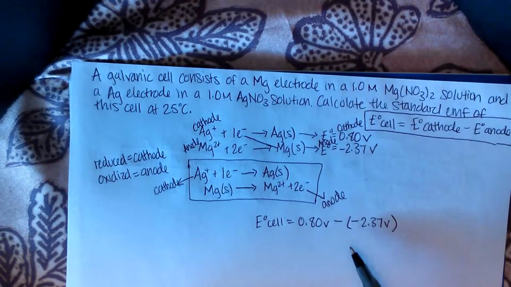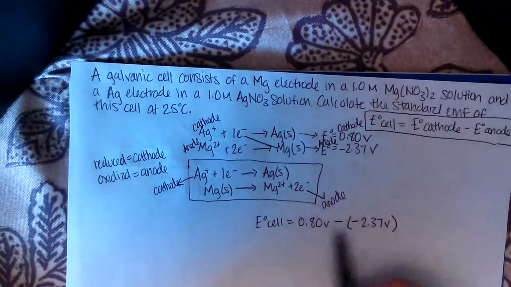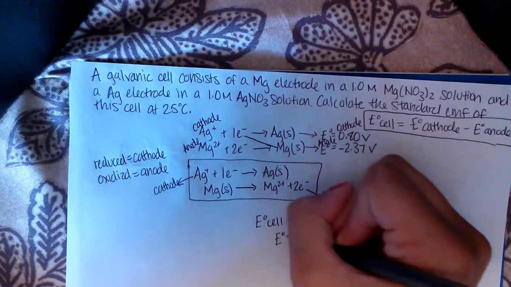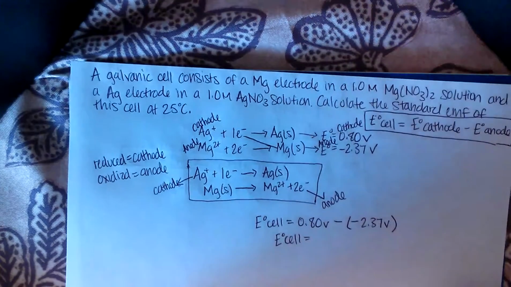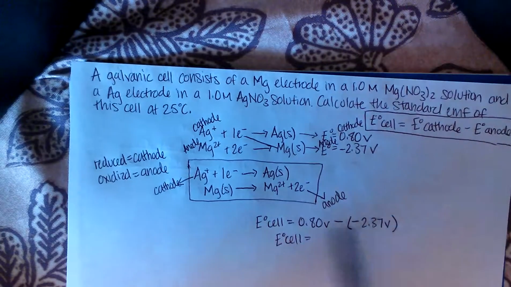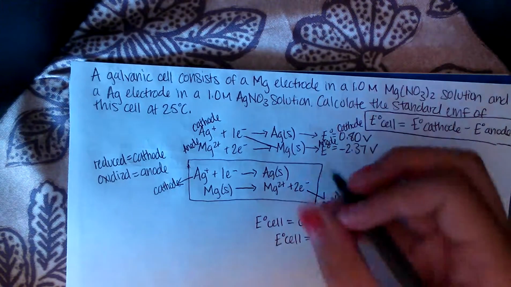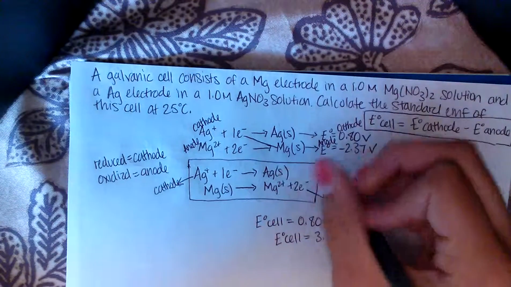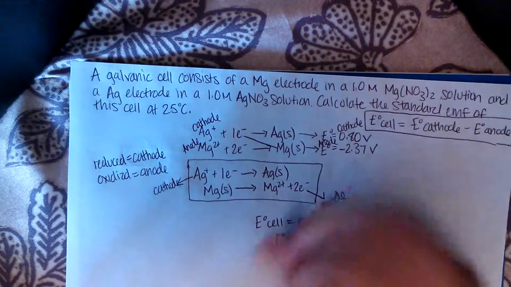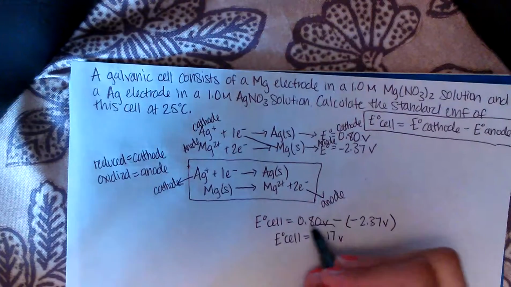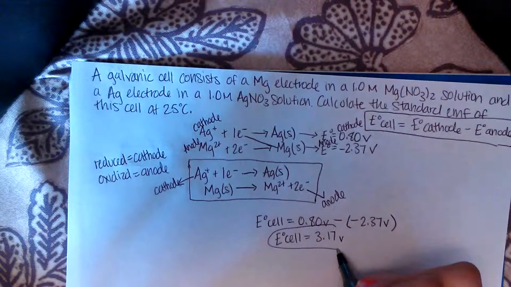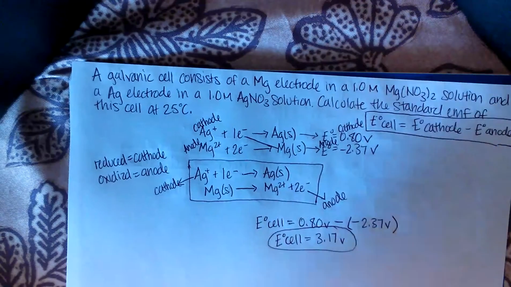So just be careful with the sign, and from here it's really just simple math. And when you do the 0.8 volts minus the negative 2.37 volts, you get 3.17 volts. And this is your answer. This is the standard EMF of the cell.